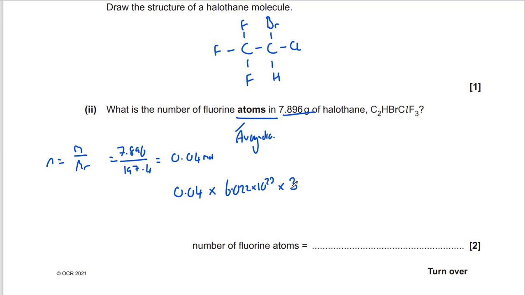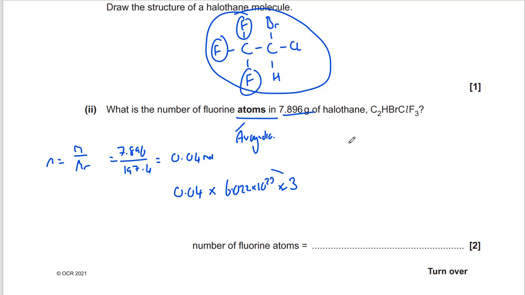If I just multiply 0.04 by the Avogadro number, I'm working out the number of molecules of this. That tells me how many of these I have. The question wants the number of fluorine atoms specifically, and every one of these contains 1, 2, 3 fluorine atoms. So you've got to times by 3 to get your final answer, and you should get 7.224 times 10 to the 22. You don't need to round this. You can just leave it as it is because they don't ask you for any significant figures or decimal places.